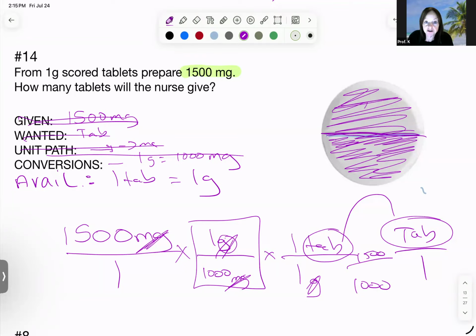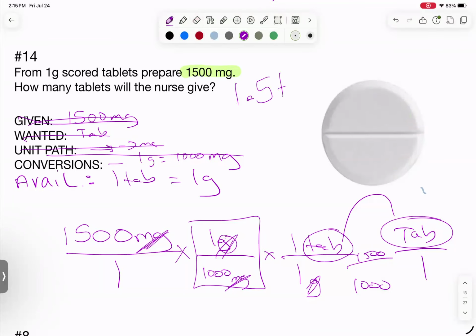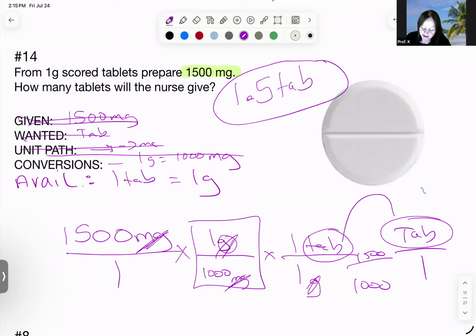Okay, so my final answer on my calculator will be 1.5. Do I need to round that? Can I give 1.5 tablets when it's scored in half? Yes. So that's my answer. 1.5 tablets. Now you can write tab or tabs or tablets out, or you can write it as 1.5 tablets. I will accept that as well.